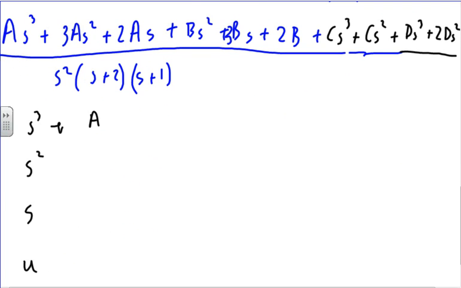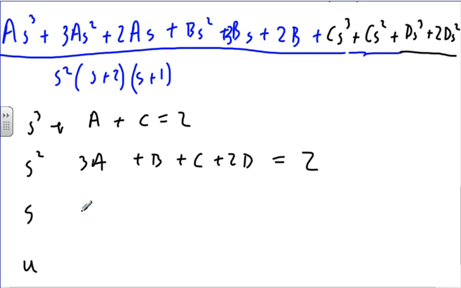All right, so now I'm looking at the s cubed term. I have an a and I have a c. a plus c is 2. Looking at the s squared term, 3a plus b plus c plus 2d has to be 2. I'm looking at the s term, 2a plus 3b has to be 0. I'm looking at the unit term, 2b, which has to be 0.